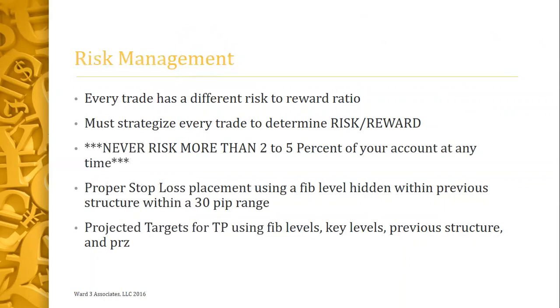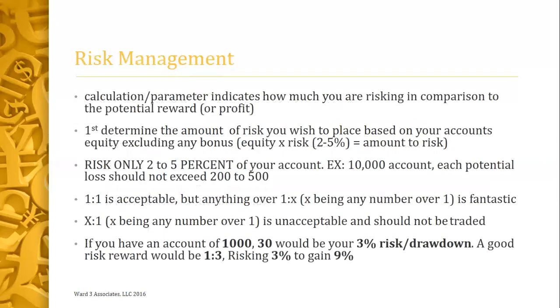We'll show you proper stop loss placement using a fib level hidden within previous structure, usually within a 30 pip range. There are also going to be projected targets for take profit using your fib levels, key levels, previous structure, and then your price reversal zone. We've already covered that. All right, so the calculation of the parameter indicates how much you are risking in comparison to the potential reward or profit. Basically, all this is going to sound like a jumble right now, but there's an example that shows it's not as hard as you all think.